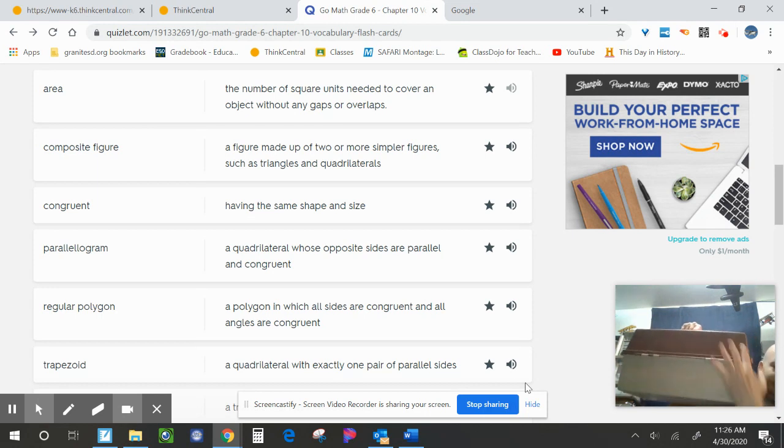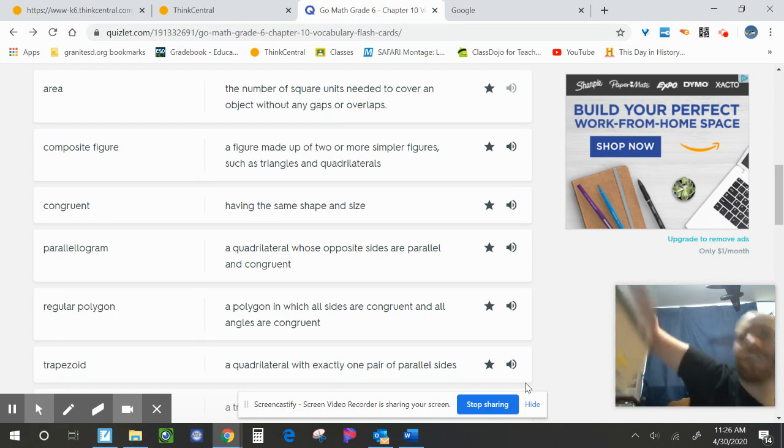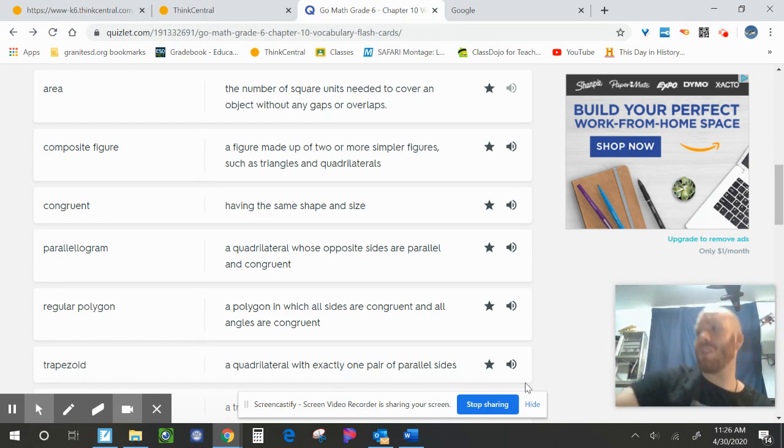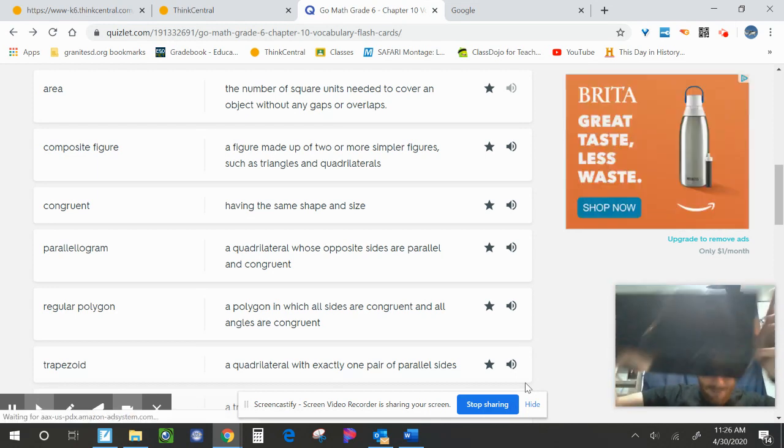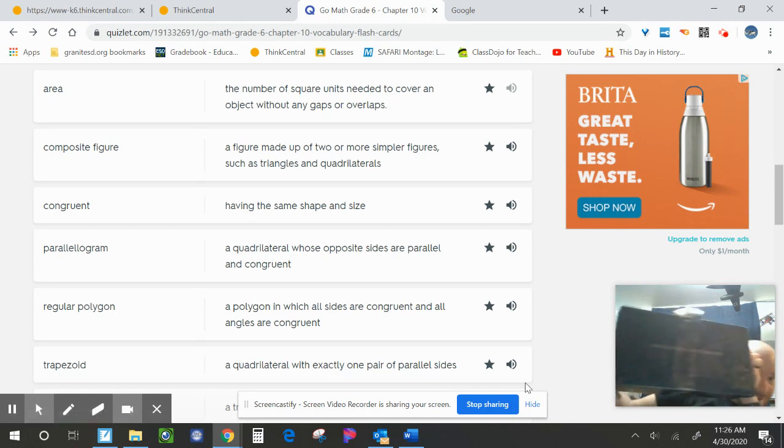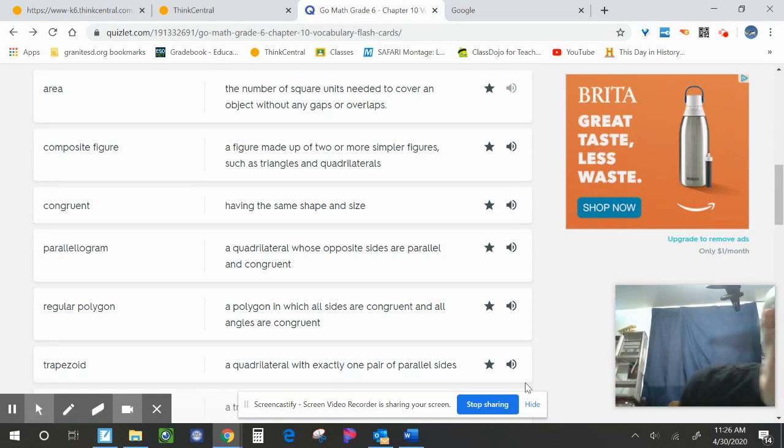Parallelogram, right? 4 sides. These 2 are the same. These 2 are the same. Parallelograms all over the place. Shoebox right here. Parallelogram. This book right here. Parallelogram.